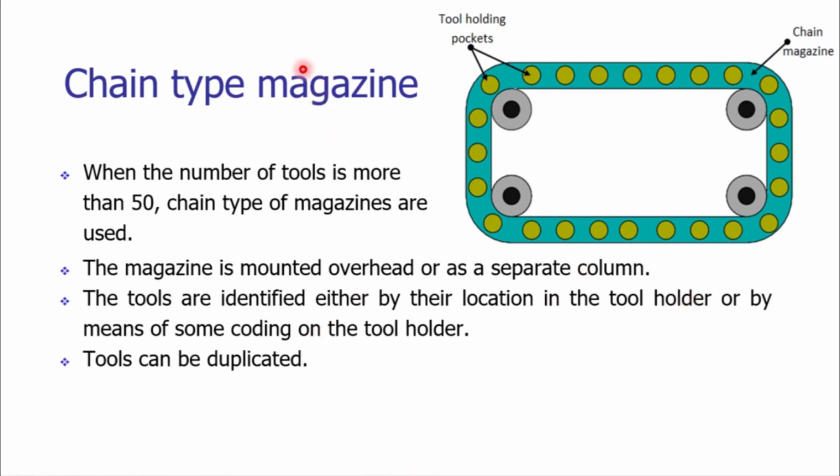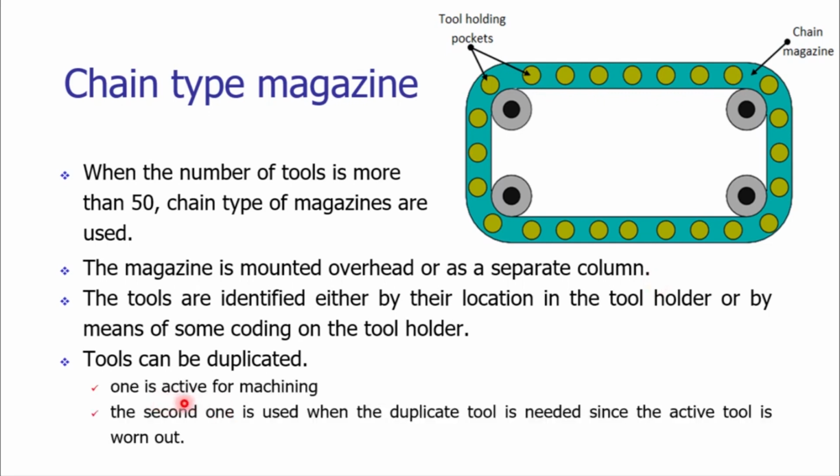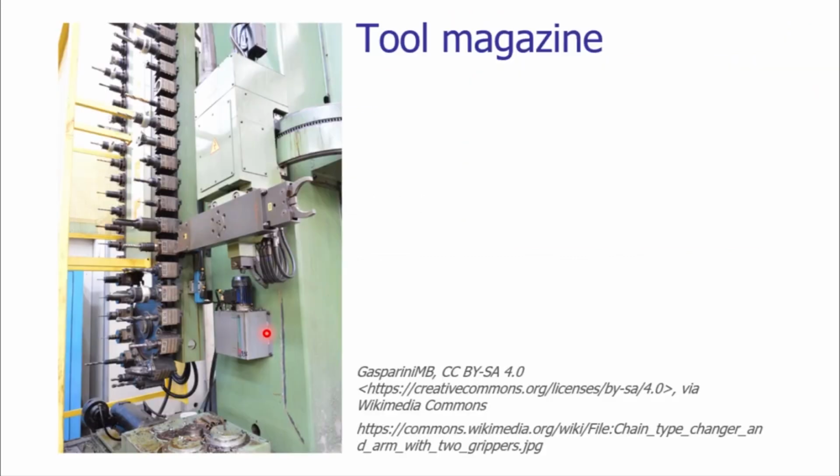The advantage of a tool magazine is that we can duplicate the tools. We can have multiple tools of the same kind, which will save us a lot of time in case of tool wear. Tool wearing off is very usual in high speed machining or in heavy duty machining. So we can have an active tool for machining, while the second one is in our store in the magazine, which can easily be used once the previous one is worn out. On your screen you can see a chain type of magazine.